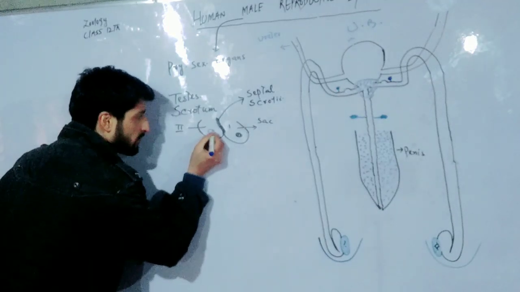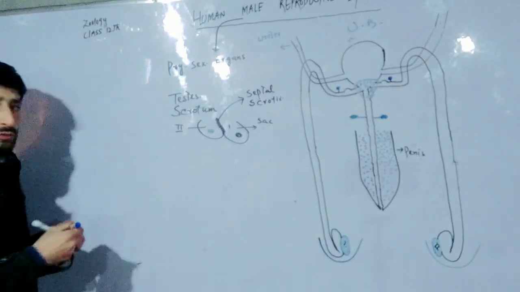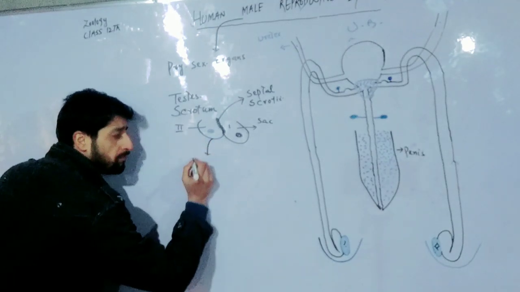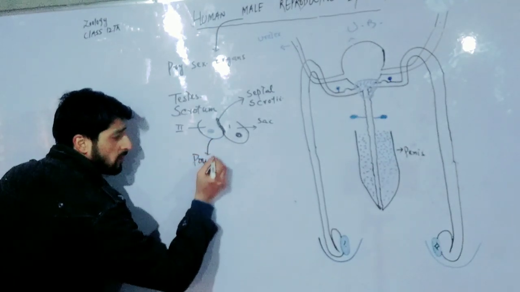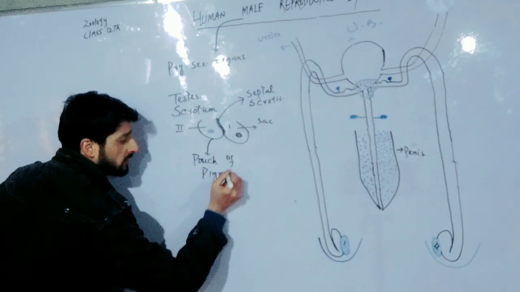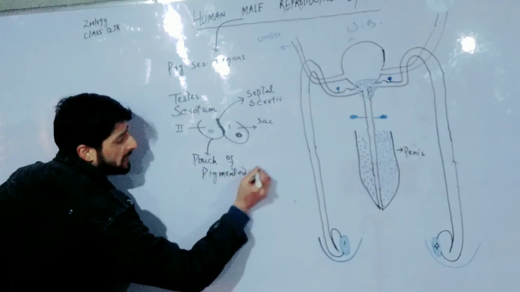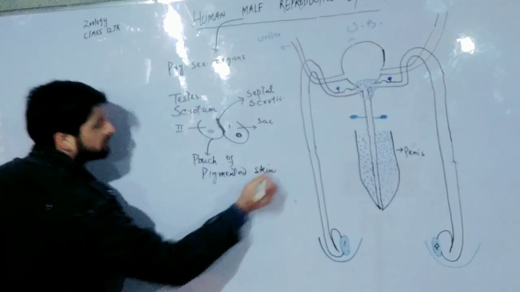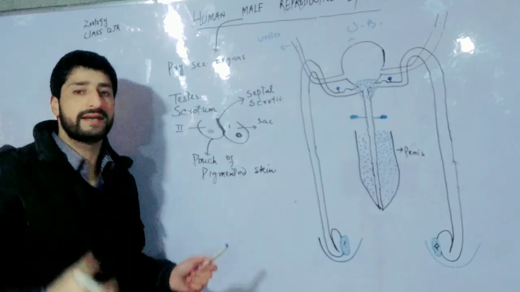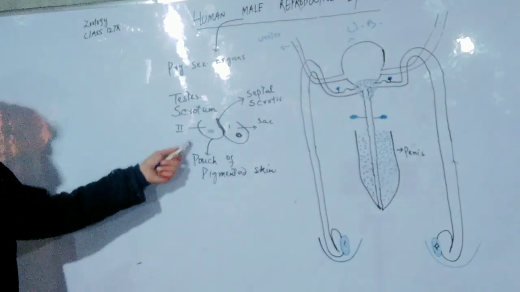Actually, the scrotum is a pouch of pigmented skin. It is a pouch of pigmented skin because the scrotum contains an abundant number of pigment cells.